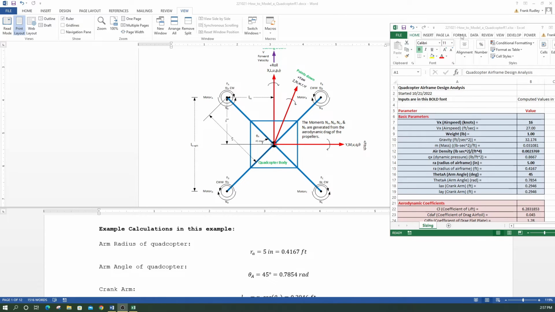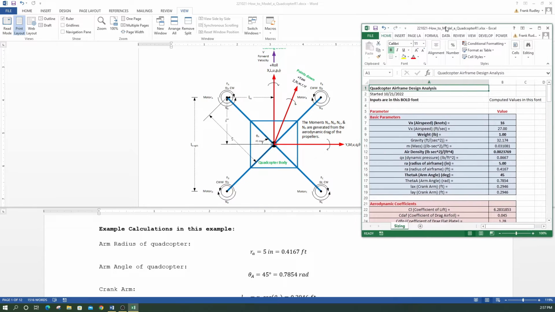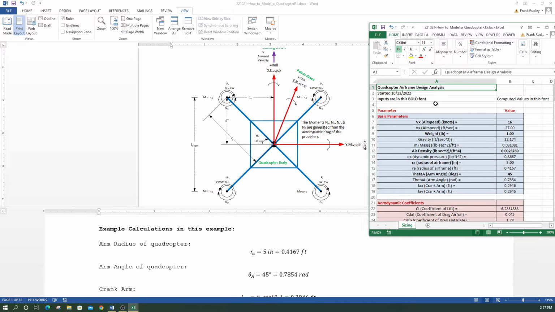So now I'd like to introduce you to the spreadsheet here that I made. This spreadsheet is used to verify one point of a hand calculation. So the way this works is that the inputs are in this bold font. So anything that's bold is an input, and anything that's not bold is a computed value.